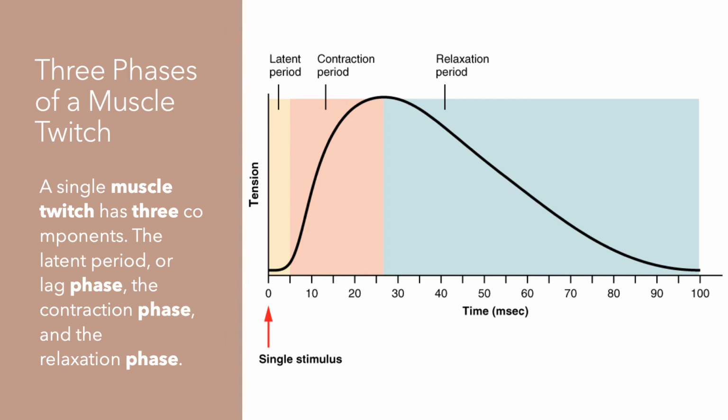The time here is measured in milliseconds, and this graph shows a stimulus being applied, one stimulus to a muscle, and then how tension increases from that stimulus from the latent period, the contraction period, and then back down to the relaxation period. Again, this is measuring it in milliseconds, so this is happening extremely quickly.